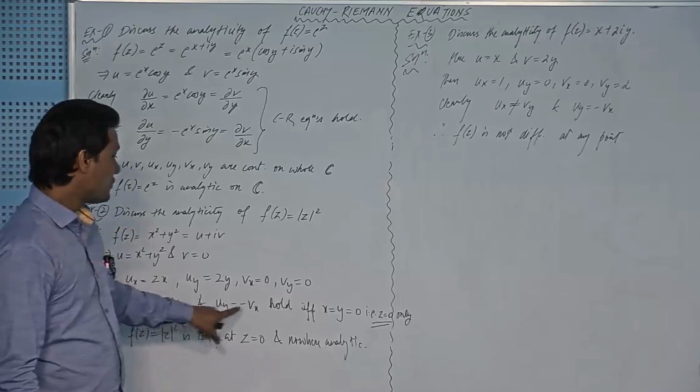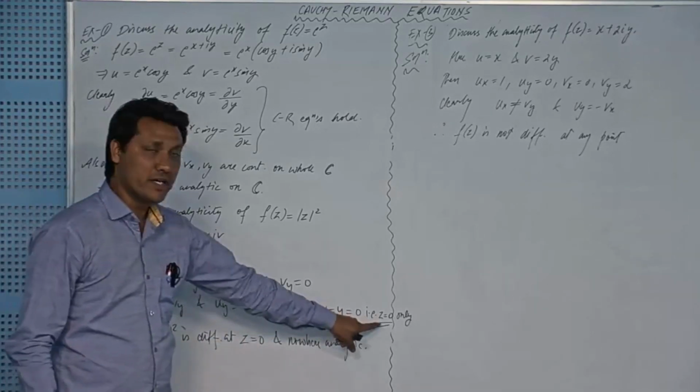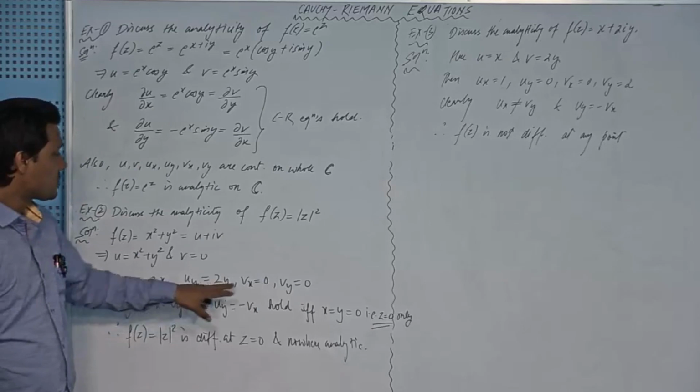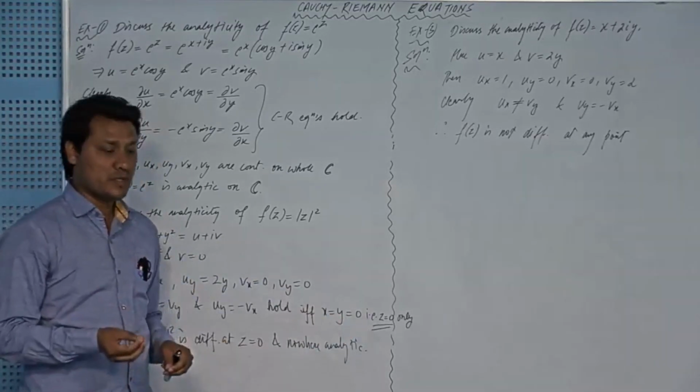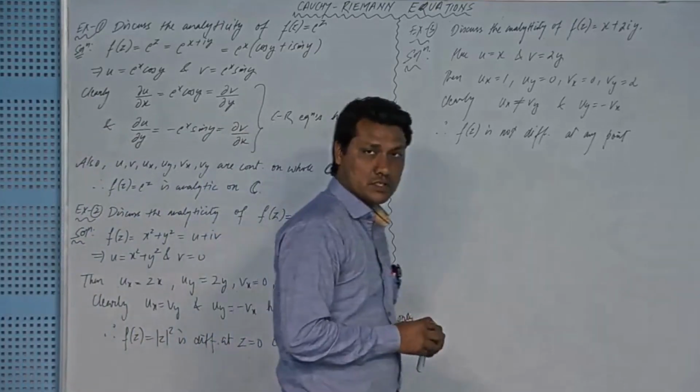These CR equations were holding at just one point, but these derivatives were continuous on the whole plane, so the intersection will be this point only. So the final conclusion will be drawn based on one point only, right?